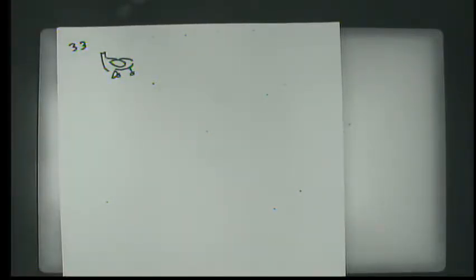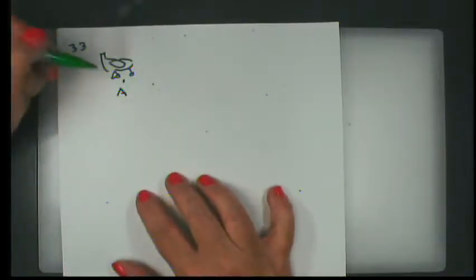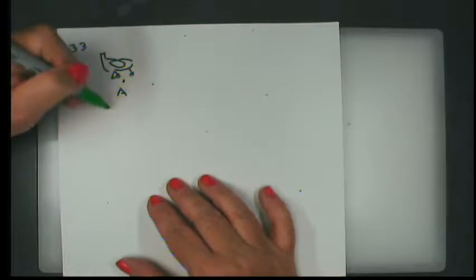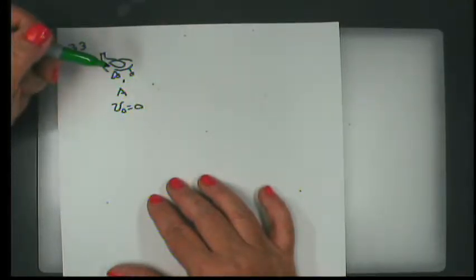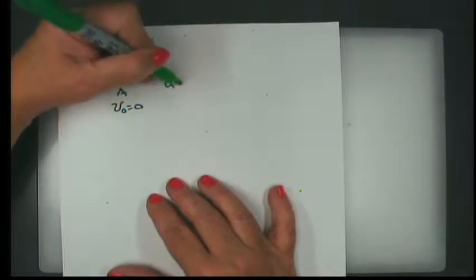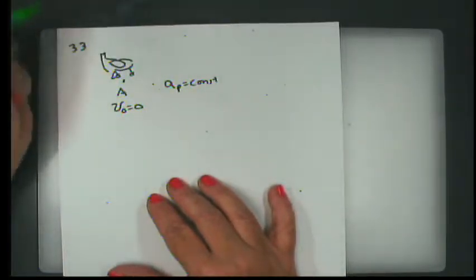An airplane begins its takeoff run at A with a velocity of 0 and has a constant acceleration. The acceleration of the plane is a constant. Okay?